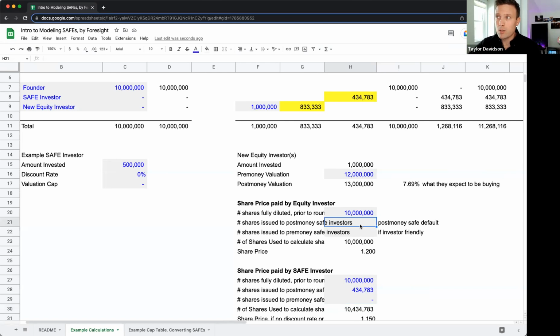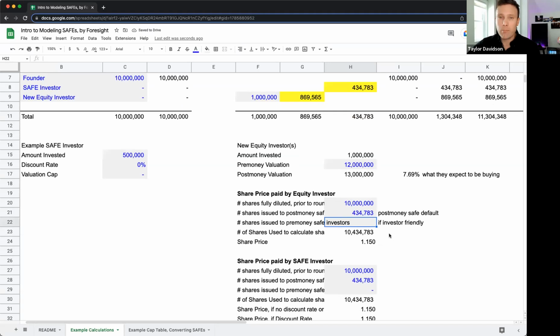So same thing here. Now I'm calculating the share price paid by the equity investor. Remember, you convert the SAFE first, then you issue equity. So the fully diluted share count for the equity investor is going to include the shares issued at the post-money SAFE, so I include that. In this case, they're still both paying the same price per share. And you notice what happened is the share price went down, from 1.2 to 1.1, because we increased the share count. We effectively diluted the pre-money valuation, or decreased the pre-money valuation, to account for the effect of the dilution.